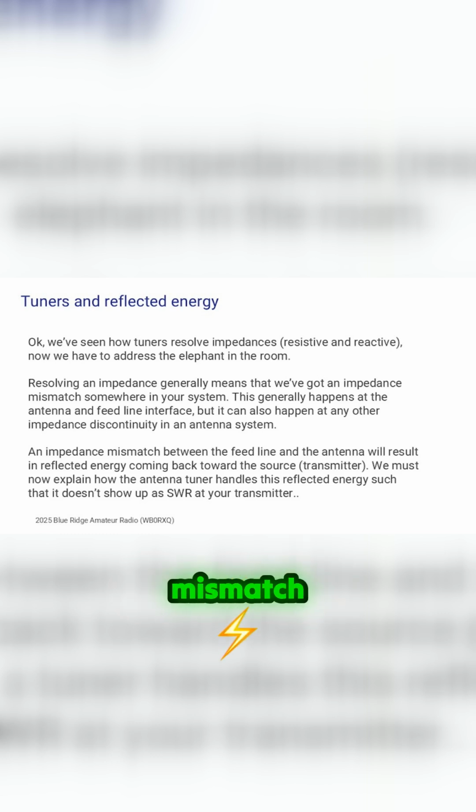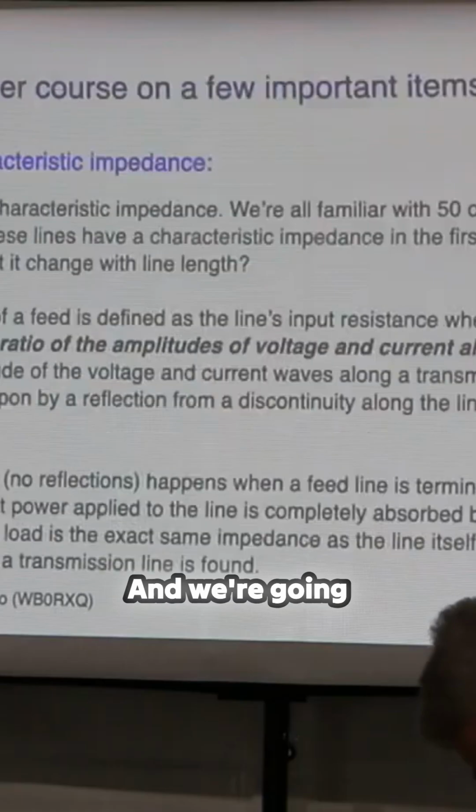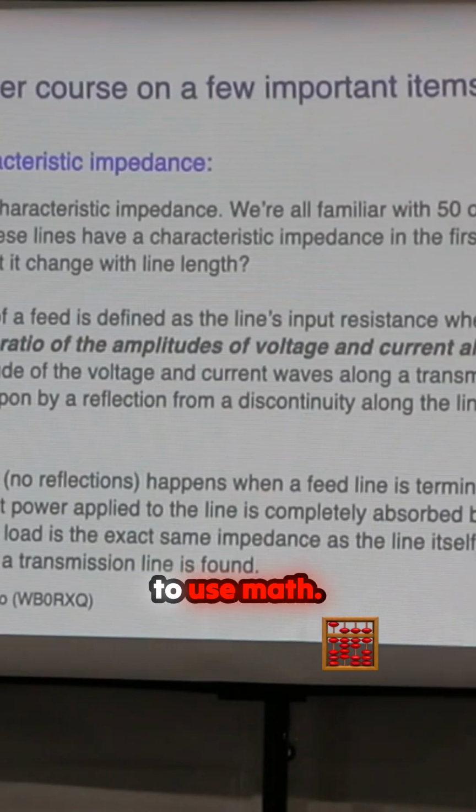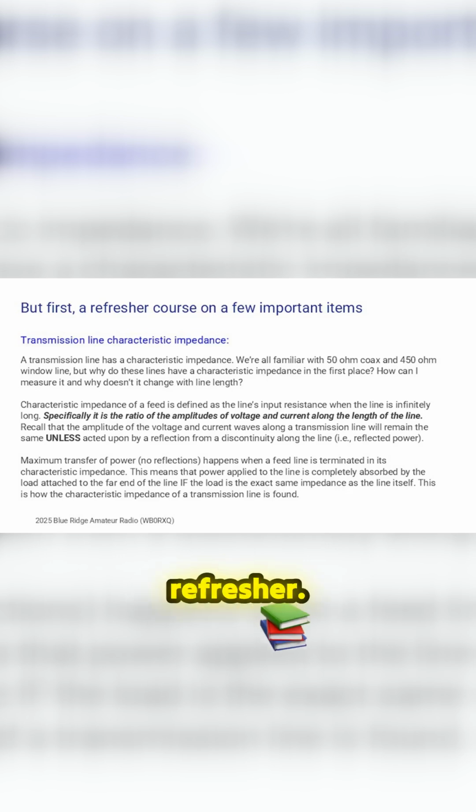An impedance mismatch between the feed line and the antenna will result in reflected energy coming back toward the source, that is, towards the transmitter. We must now explain how the antenna tuner handles this reflected energy such that it doesn't show up as SWR at your transmitter. And we're going to use math. All right, but first, a little refresher.